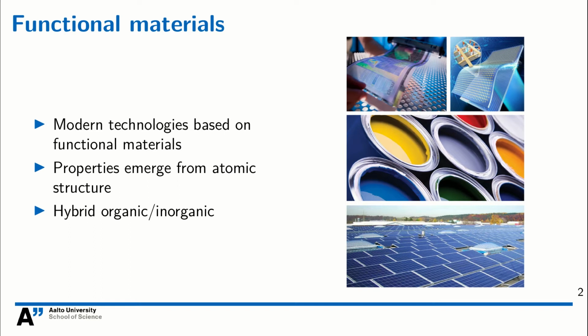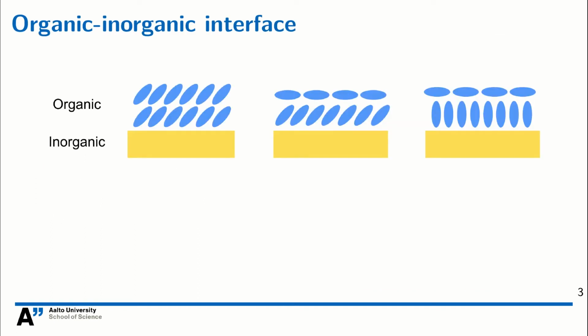Many of our modern technologies are based on advanced functional materials. The properties of these materials emerge from their atomic and electronic structure, and to optimize their functionality, we have to know the structure. These materials are commonly blends of organic and inorganic components. Of particular interest is the hybrid interface, in which organic molecules can take various different arrangements.